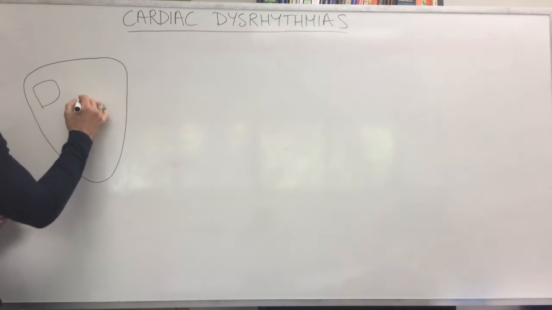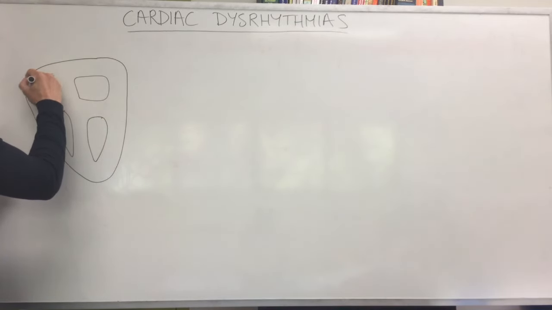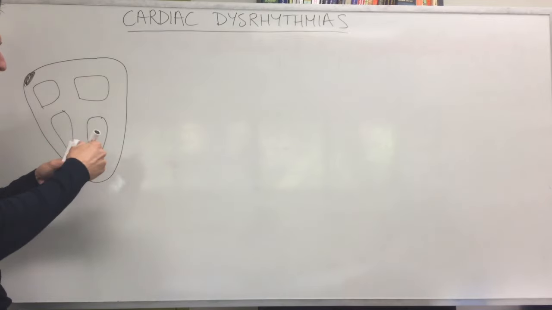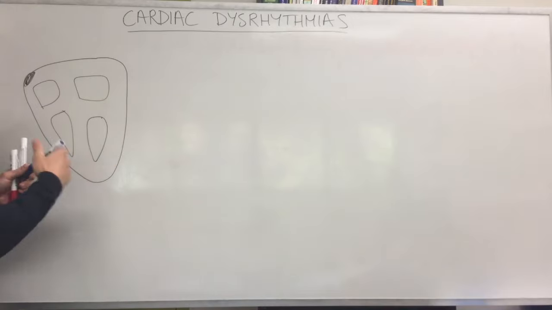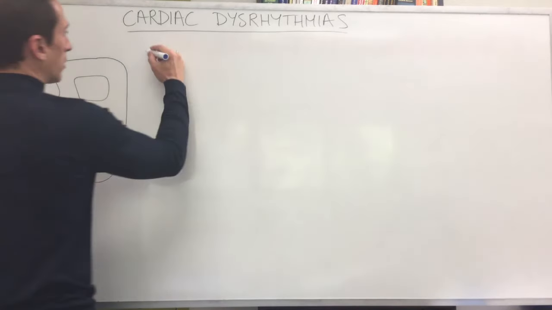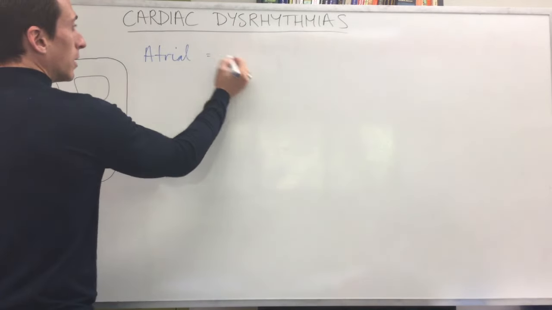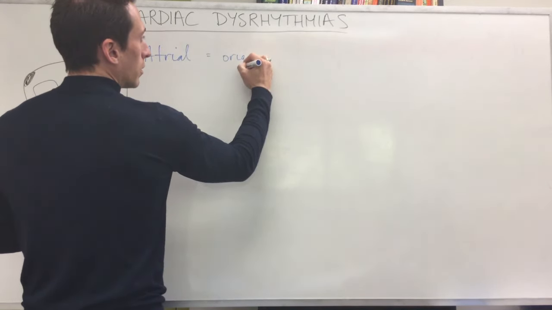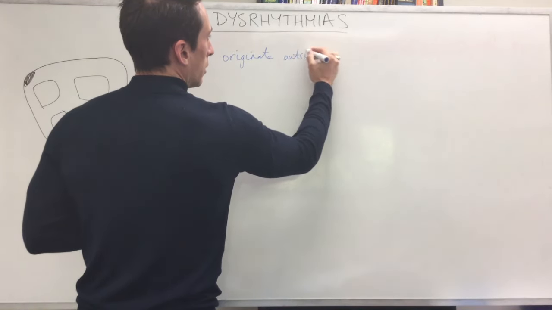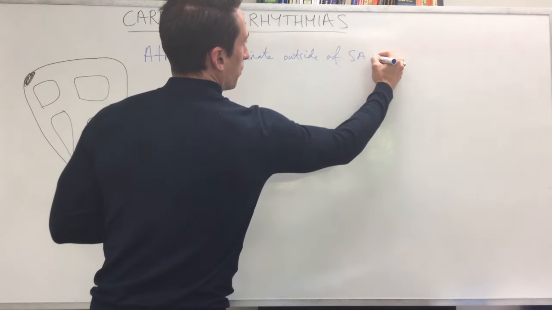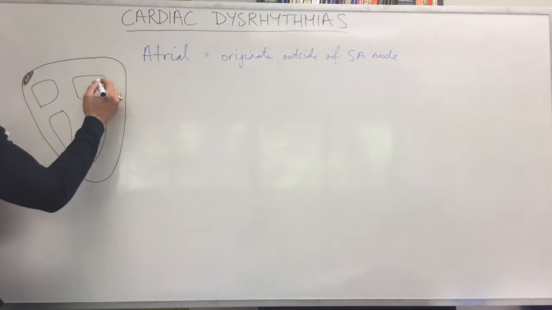So if I were to draw up the chambers again, very roughly, we're now skipping the SA node, and we have depolarization events now originating somewhere within the atria. Okay, that's the first point. So atrial originating dysrhythmias originate outside of the SA node.